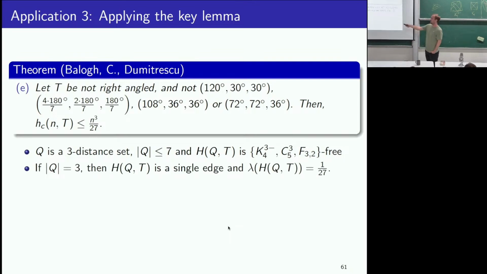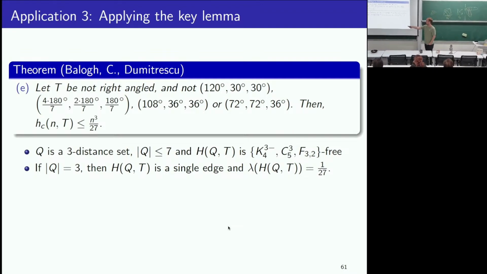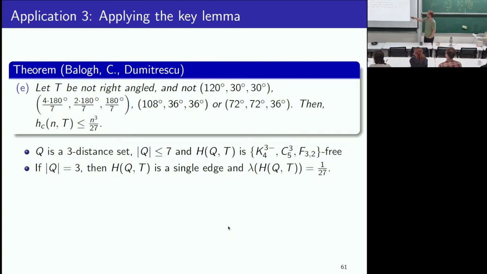Okay, I'm going to do the case analysis again, so I will be going through the size of Q. Again, Q could have size 3, but I said before, the only 3-graph with complete shadow on 3 vertices is a single edge, and the single edge has Lagrangian 1 over 27, so we are fine.